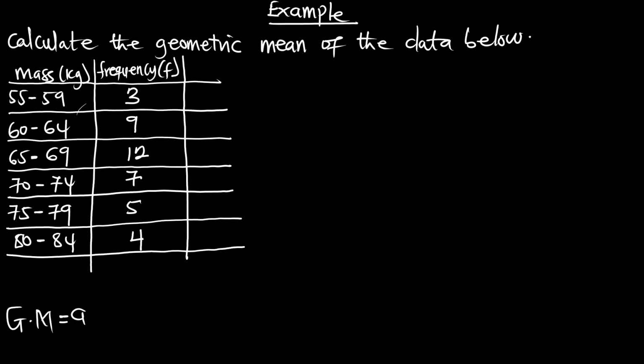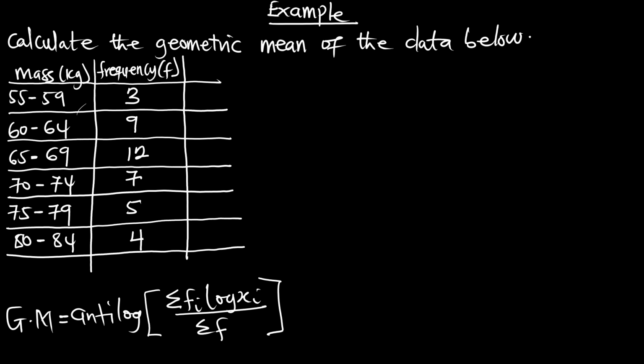This will help you to continue the table and the parameters to add. It is going to be the antilog of the summation of the frequency f_i multiplying log x_i, everything over the summation of f, this way. Are you okay?